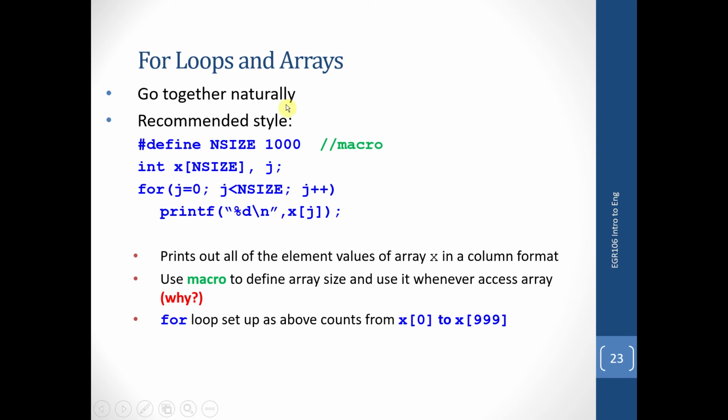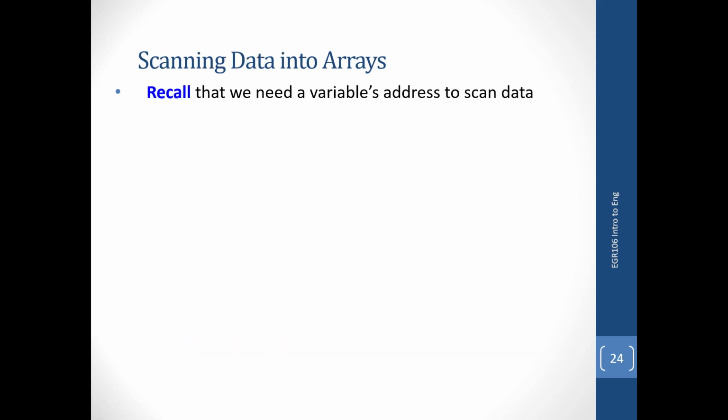So this for loop is 1,000 big, right? We've defined our array as 1,000 big. That means its elements are 0 to 999. So that for loop will count from 0 to 999. And that's exactly what we want.